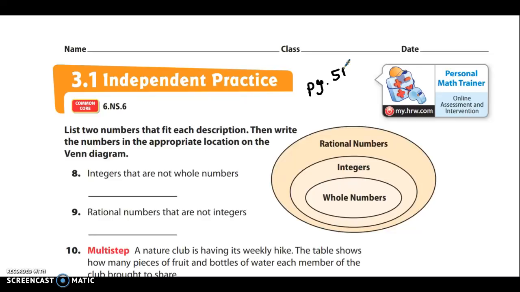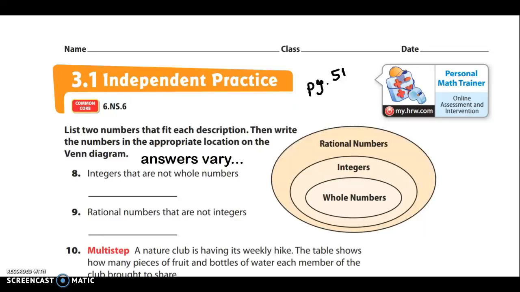Directions. List two numbers that fit each description, then write the numbers in the appropriate location on the Venn diagram. So the first thing we got to say is the answers are going to vary on this. Answers vary. What that means is I'll provide some answers. It doesn't mean these are the right answers. If you need me to check your answers, go ahead and raise your hand and I'll come over and check your answers for you.